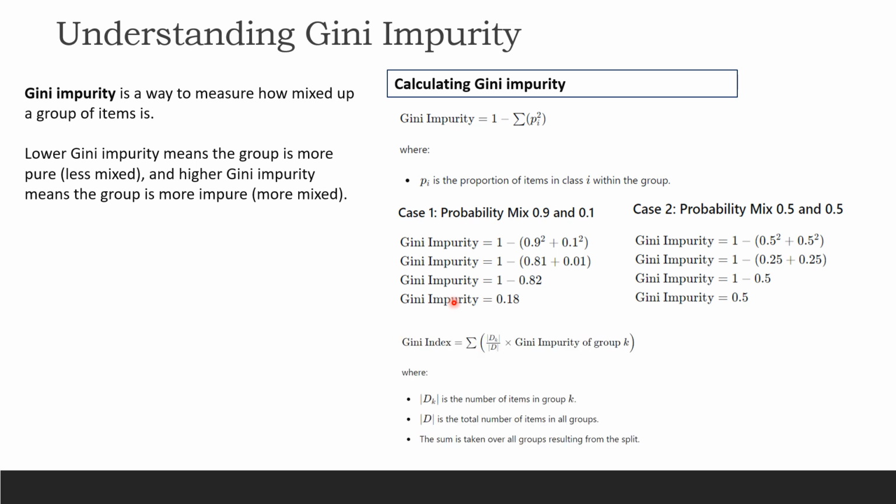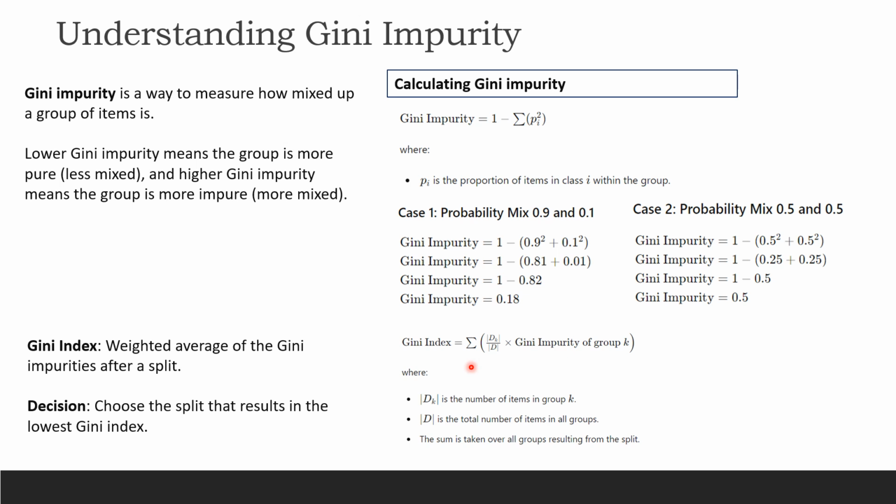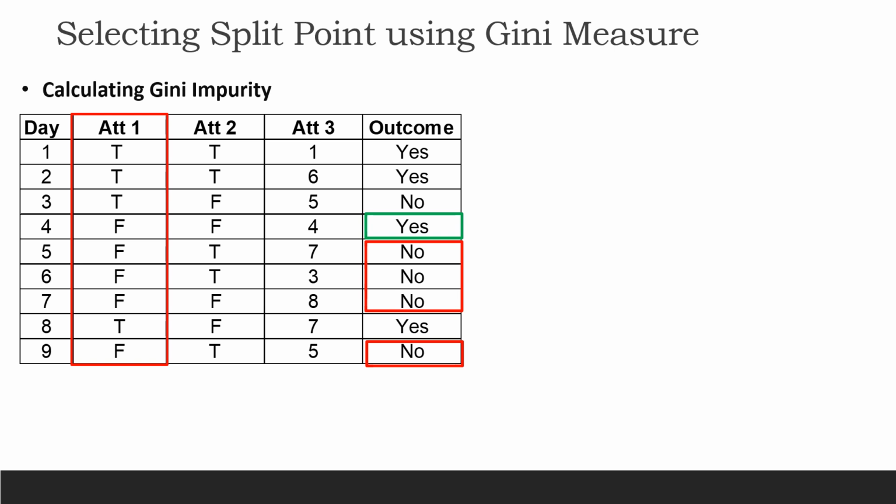So Gini impurity, in case of the dataset, we again take the weighted average. We take the proportion of items for each item, and how it is implemented we will see in the next slide. And using this Gini impurity, we calculate a metric called Gini index. And Gini index is the weighted average of Gini impurities after a split. So now let's see how Gini impurity is calculated.